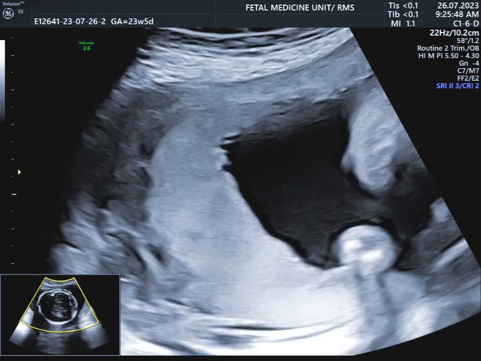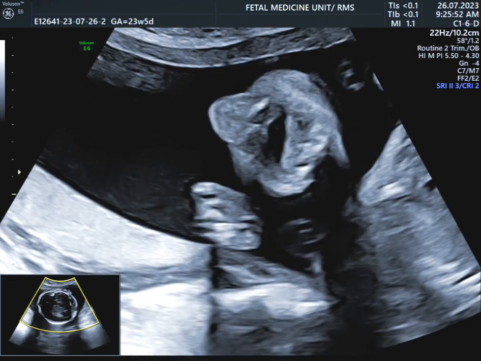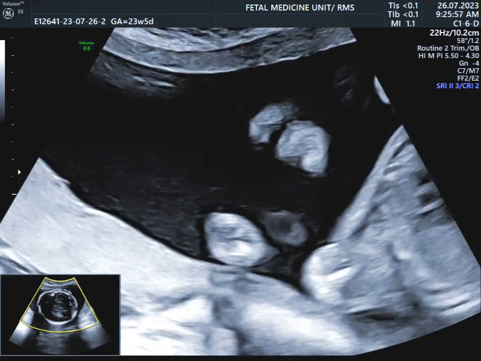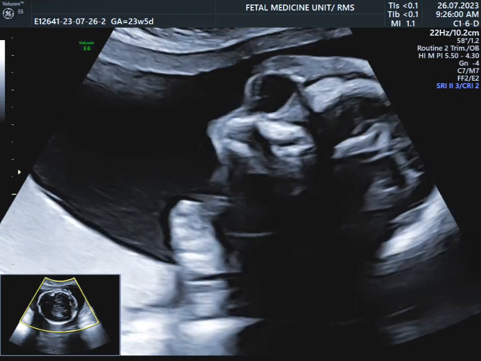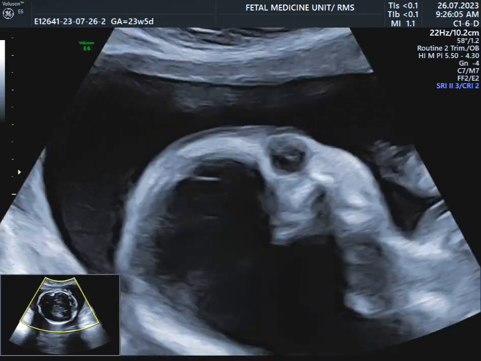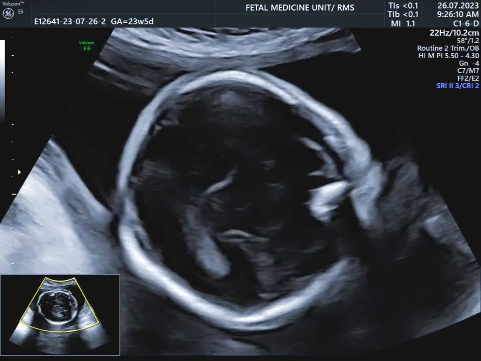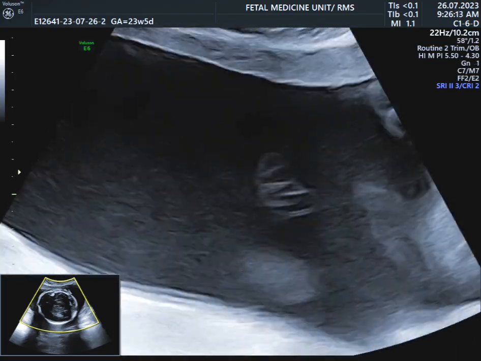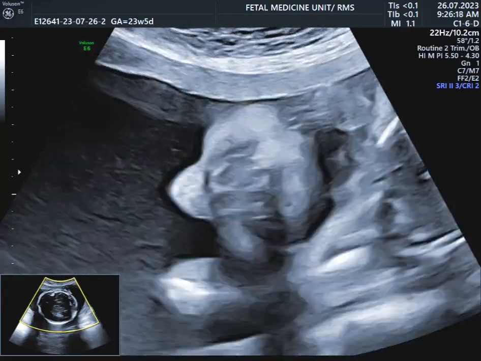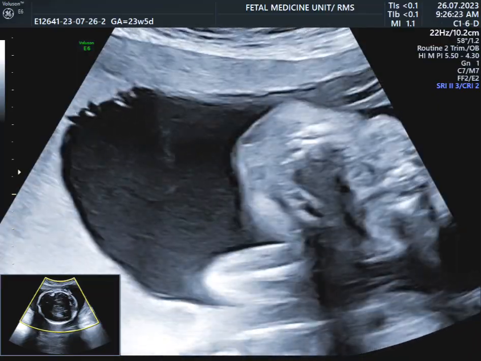Then we measure the cisterna magna and go down to see the lips, the nostrils, upper and lower lips, to exclude cleft lip and palate. Then we go down to see the upper and lower mandible and to get the profile of the baby. Okay, this is another view. It's a perfect view. This is the alveolar ridge, upper and lower.